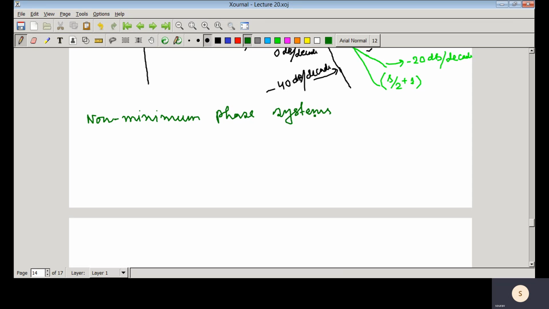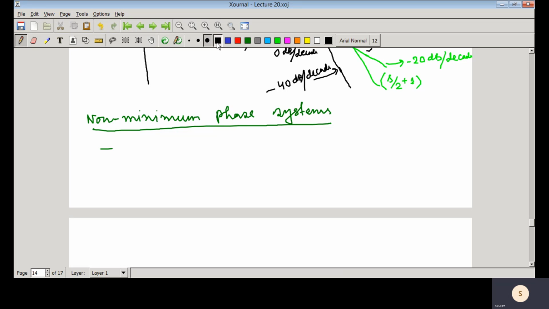So this is a class of systems. Its name is non-minimum phase system. So now I'll be just giving you some idea why it is called non-minimum phase system. So by definition, this is a transfer function, those having poles and or zeros in the right half of that S-plane.